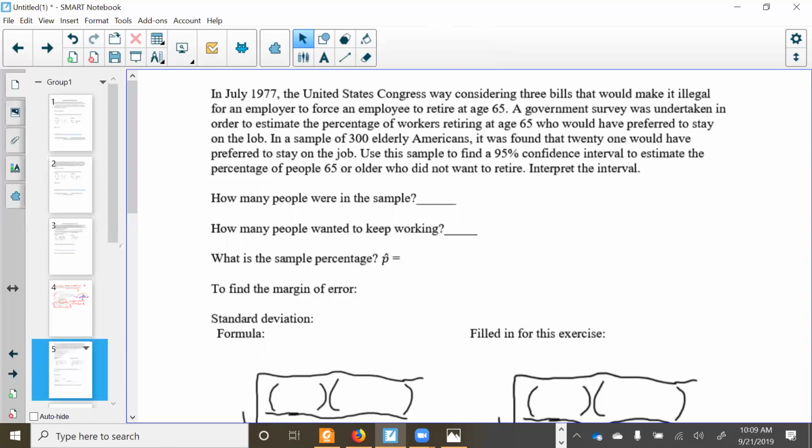Three bills make it illegal for an employer to force an employee to retire at age 65, which is true now. They can't force you to retire at age 65, but they kind of get rid of you. It depends. They can get rid of you, right?